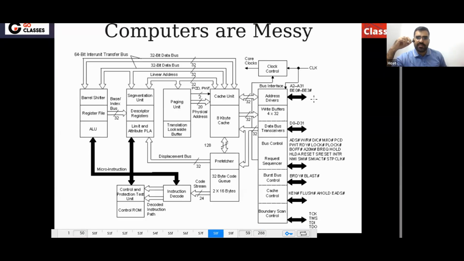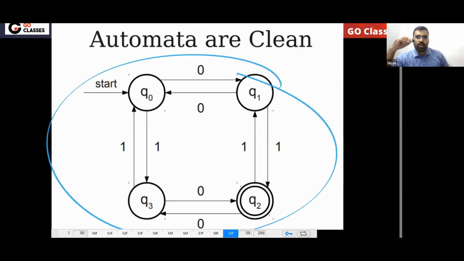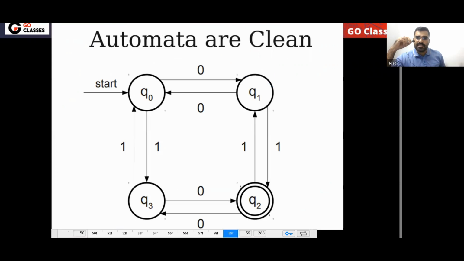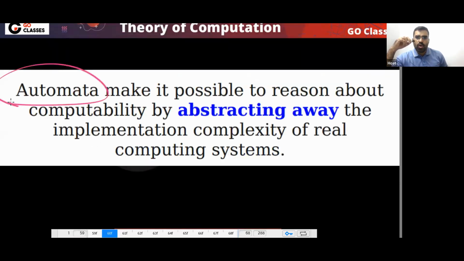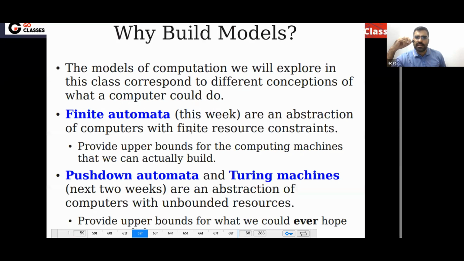You can notice computers are very complicated. We cannot study computers. But automata are very simple. Computers are messy, but automata are clean. Automata make it possible to reason about computability: what can be computed, what cannot be computed, what problems can be solved, and what problems we cannot solve. Basically, automata make it possible to talk about computability in an abstract way. I hope all these points are clear.